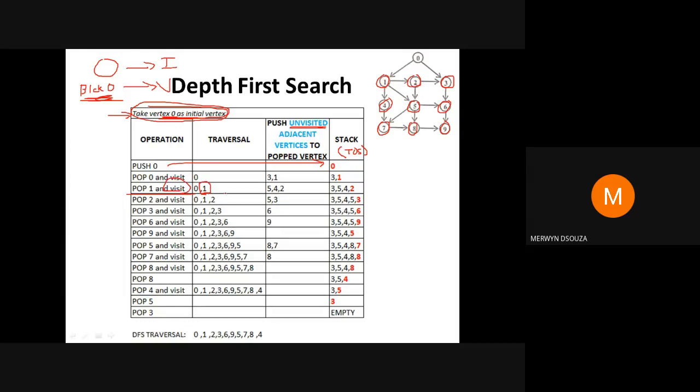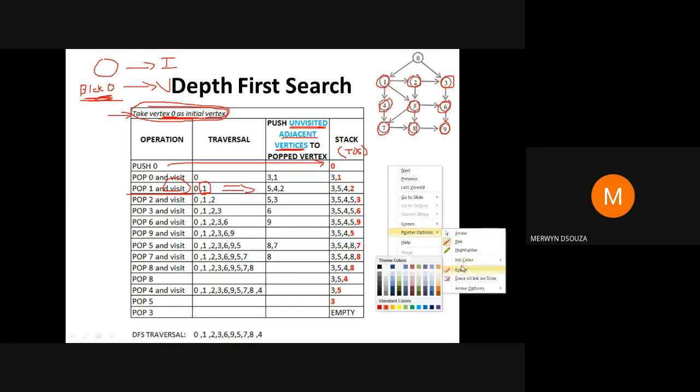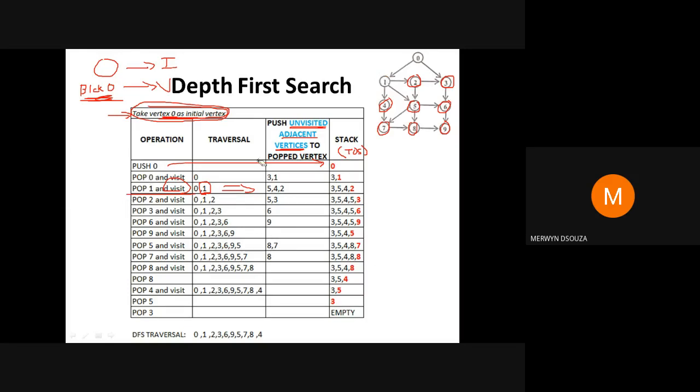Once you write 1 in the traversal, find out all the unvisited adjacent vertices. Now you have popped 1 and visited, so you remove this circle. Because you have visited 1, you remove the red circle from 0 and 1. Next you find the adjacent vertices next to 1 which are unvisited, and whichever are unvisited, you push them onto the stack.